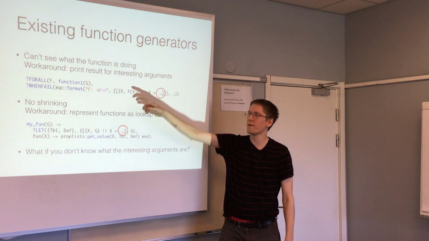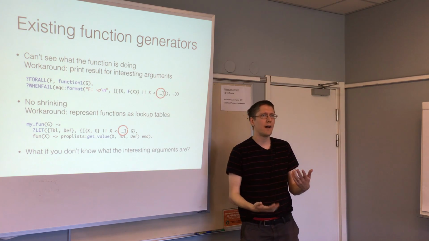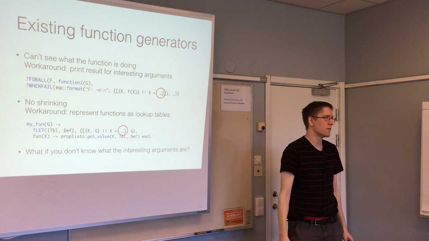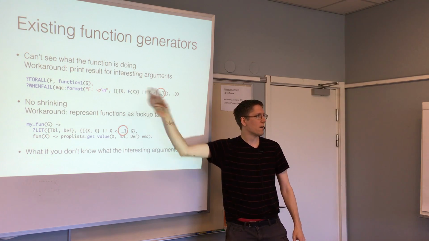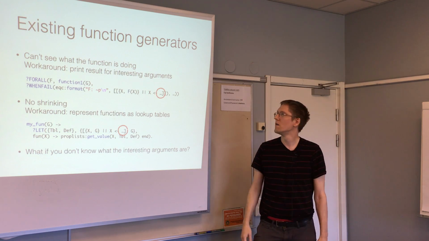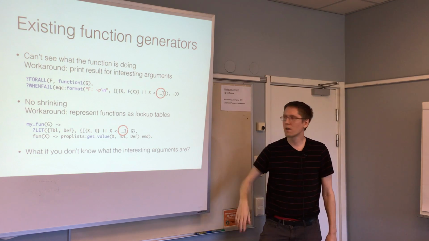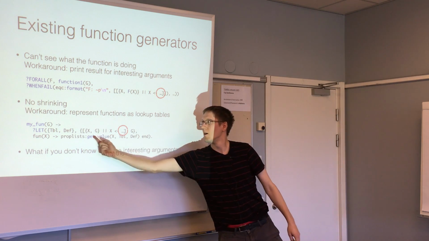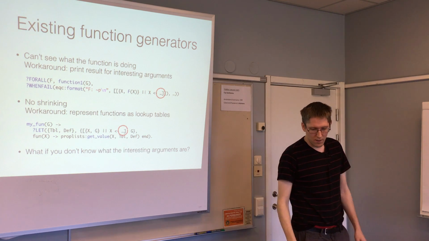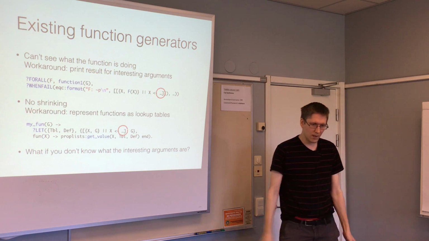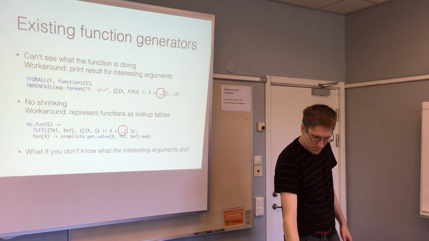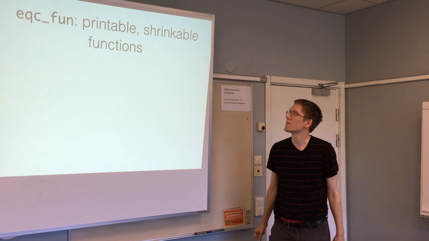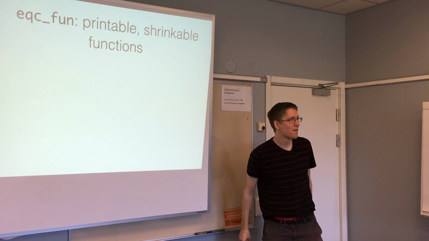But of course, this all relies on you knowing what the interesting arguments are. If you're up here, you've generated a random function, and you don't really know what the function that you're passing it to is doing with your function, then you don't know what the interesting values up here are. And then this doesn't work. Or down here, if you don't know what arguments it's going to be called at, then you don't know what x's to put in your lookup table. So it'd be nicer to have function generators that would fix this.